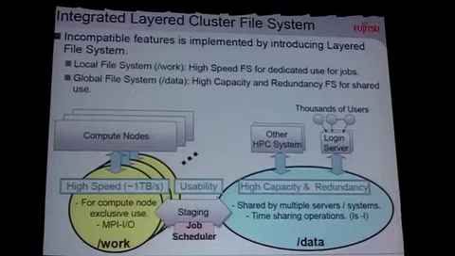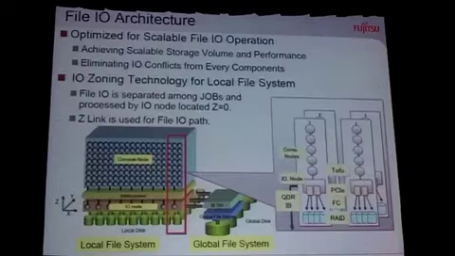To realize the 2 file systems together, we introduce staging. This staging process is controlled by the job scheduler. When a user dispatches jobs, this staging process automatically stages in and stages out. This is our file system architecture. And let's talk about the file I/O architecture of the K computer.